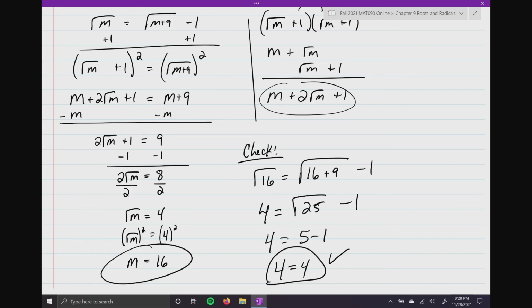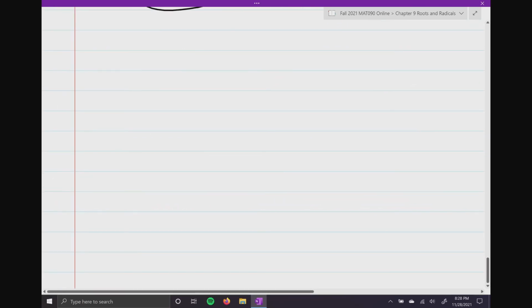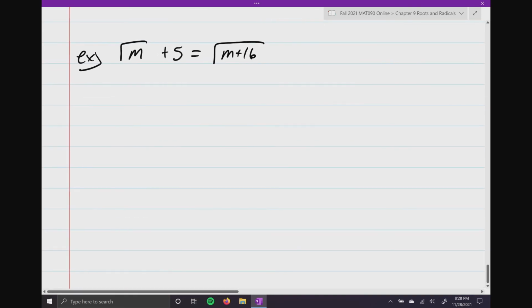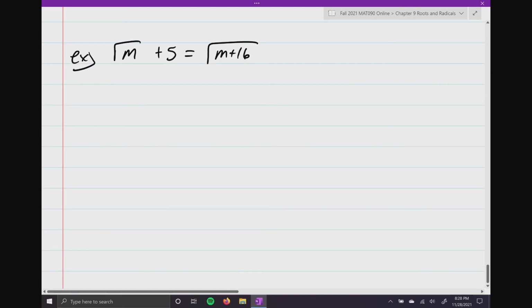All right, so I want to do just one more example here. It's basically going to be the same setup as the previous problem. So we got the square root of m plus 5 equals the square root of m plus 16. All right, so I got 2 radicals. The one on the right-hand side is the more complicated one, and it's already isolated. So I'm just going to go ahead and square both sides.